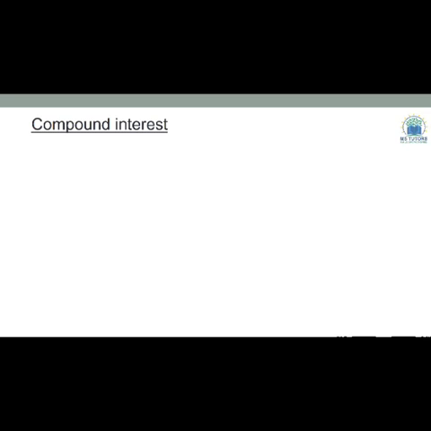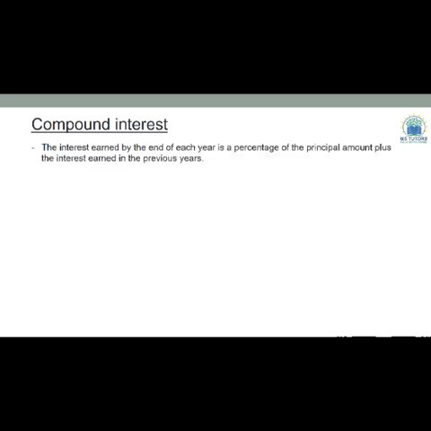Now for compound interest, the interest earned by the end of each year is a percentage of the principal amount plus the interest earned in the previous years. So you are basically earning interest on interest, right? And this is the formula for calculating compound interest, and you will use this formula to calculate the accumulated value. Sometimes they'll give you the accumulated value and you'll be required to find the principal amount or to find the period. It will depend on the question and what you're required to find, right?